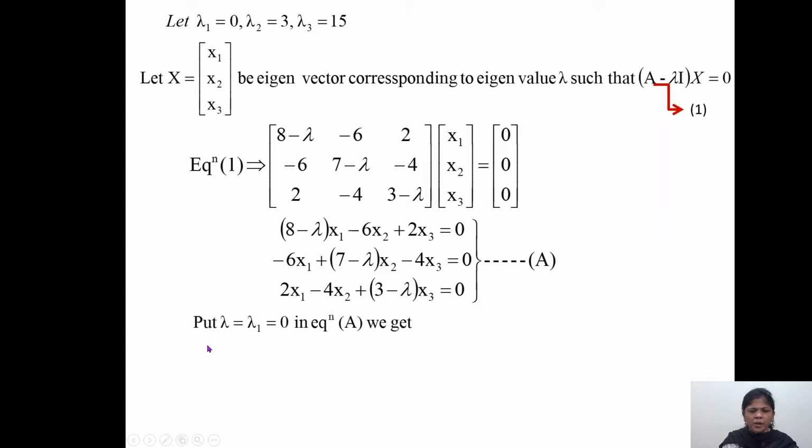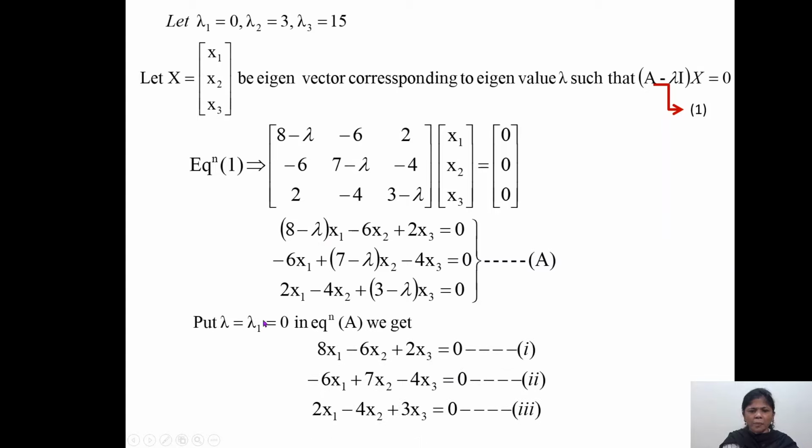So put one by one each value of lambda over here. Let us take the first one, lambda 1 equal to 0. In equation A we get equations 1, 2, 3. Observe these three equations carefully. Are they dependent or independent? All these equations are different. So we have three different equations, and we need to find x1, x2 and x3 in order to get the eigenvectors.